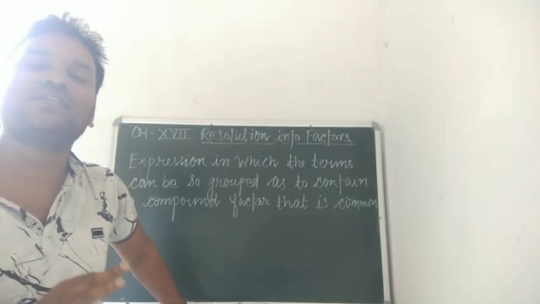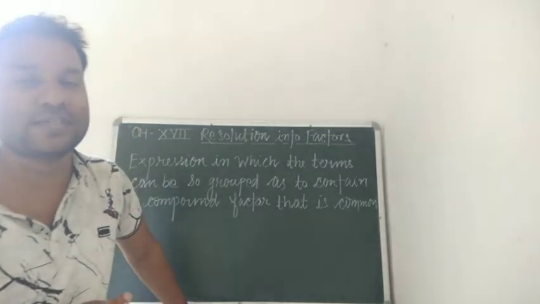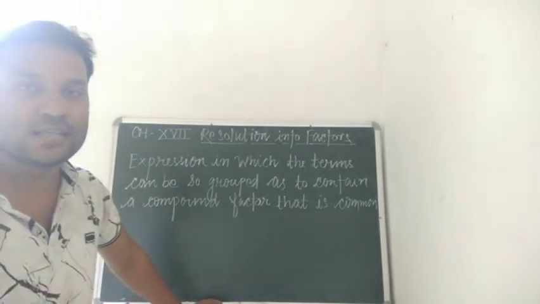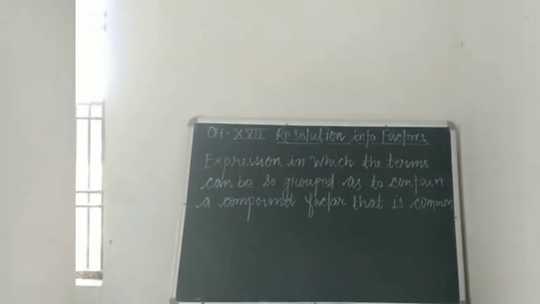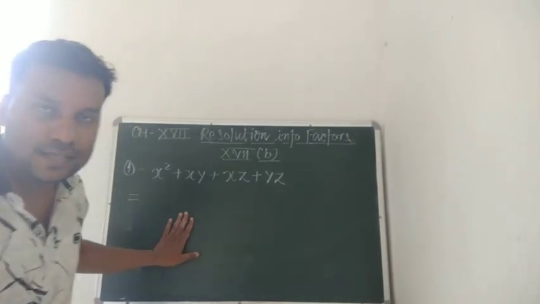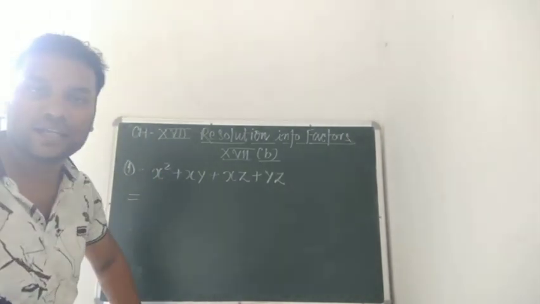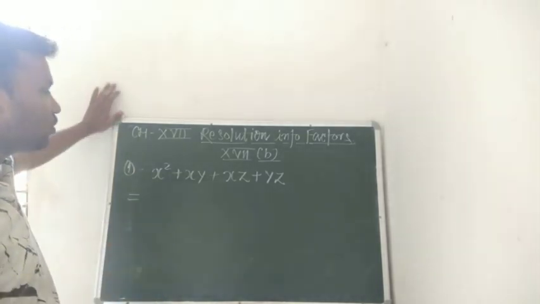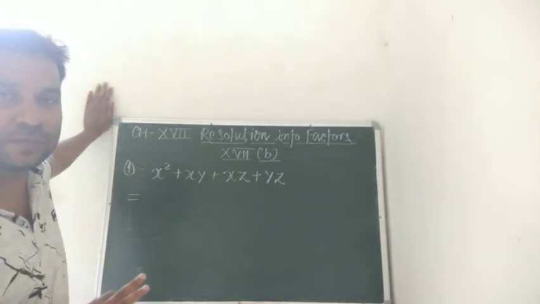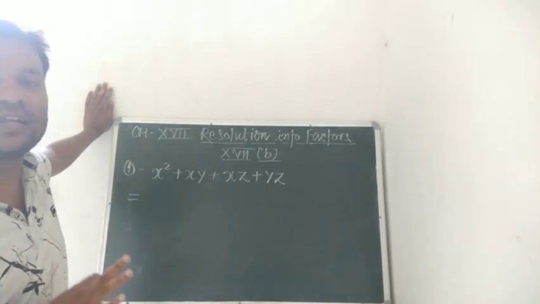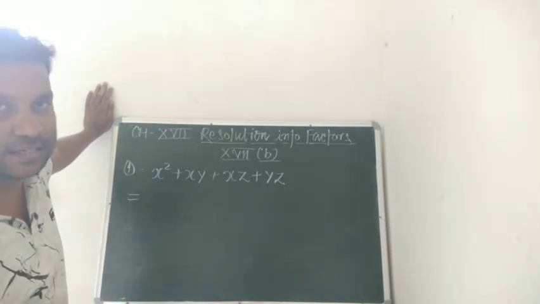So students, let's try to understand it with the help of some examples, and let's take the very first problem of the exercise as an example. In this question we are given an algebraic expression containing four terms. What we have to do here is group the terms of this expression in such a way that we can get a compound factor as a common.